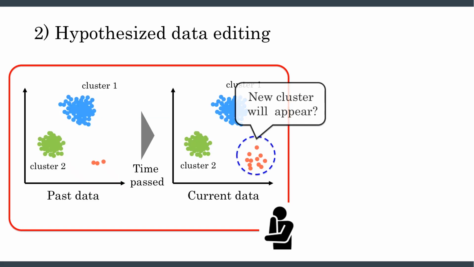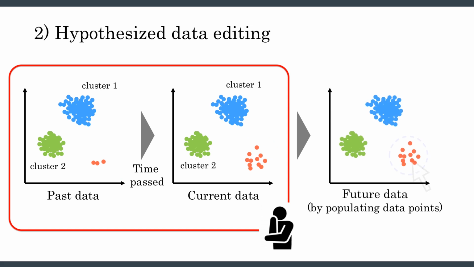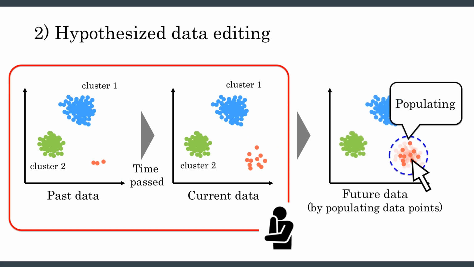Next one is hypothetical data creation. In this example, the user observes the emergence of a third cluster in the dataset. It is plausible to expect the trend continues. Our tool makes it easy for the user to create a hypothetical future data distribution by increasing data points in the new cluster and run analysis on the hypothesis.